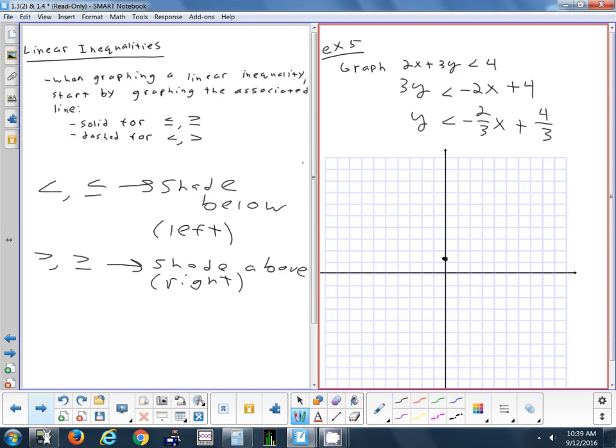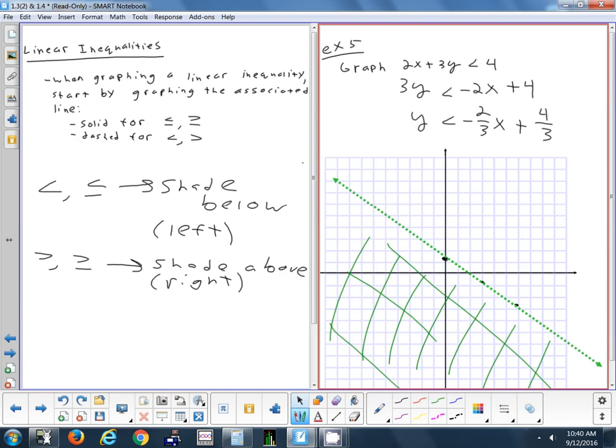And from that point, I'm going to go down 2 and right 3 using my slope. Down 2, right 3. I'll do it one more time. Down 2, right 3. Is this a solid or a dashed line? Yep, dashed. Would I shade above or shade below? All of it.